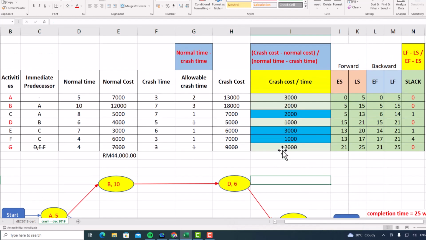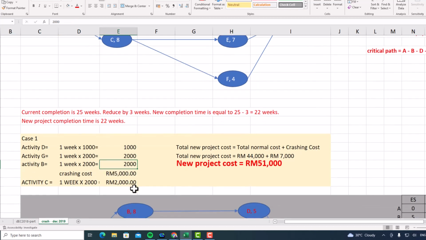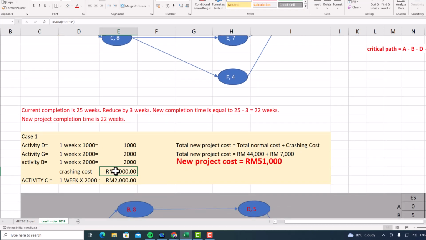Next, you need to choose activity B, because between B and A, B is still the cheapest one. You have 1 week left only, so you will crash another 1 week by using activity B. So activity B 1 week times 2,000, then you will get 2,000, and this is the crashing cost.